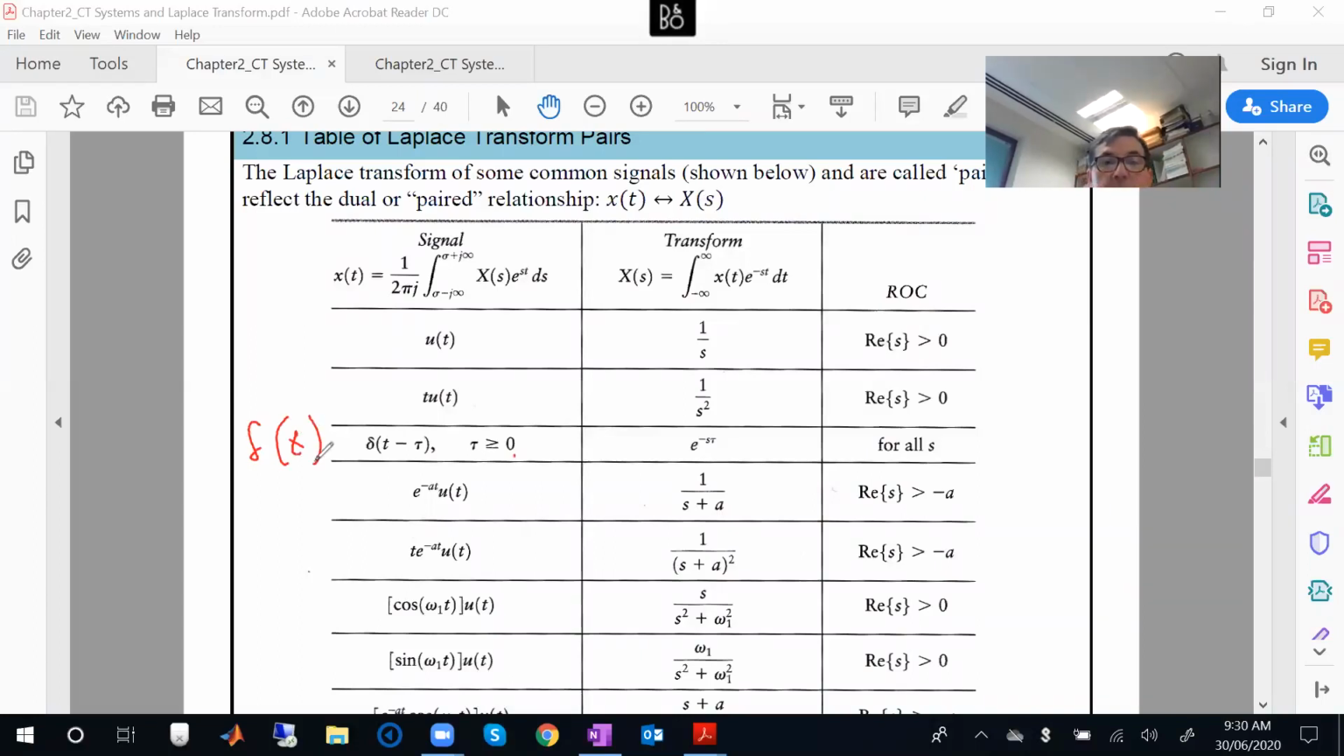That's it. So that's if tau is equal to 0. And if that's the case, this would just equal, I think, 1.